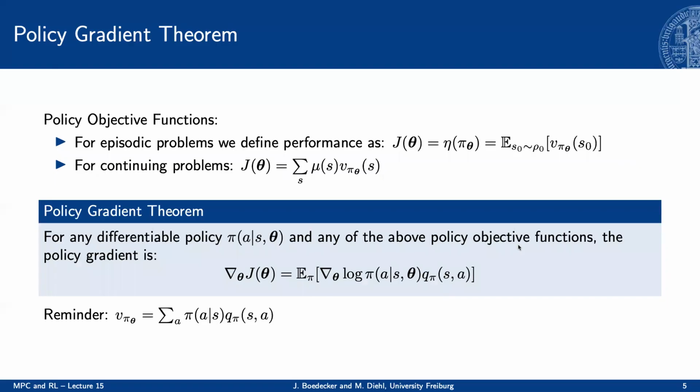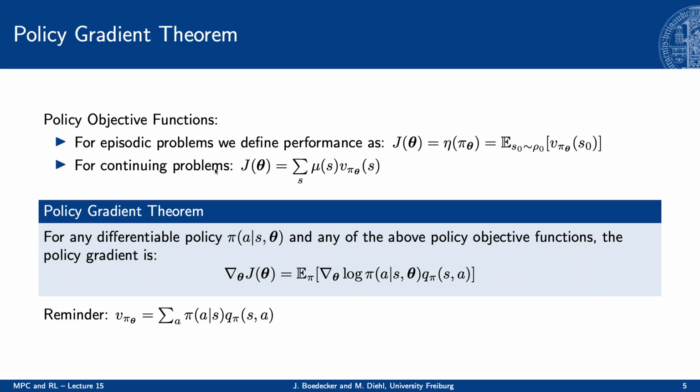So let's take a look at different kinds of objective functions. There are different settings. In the episodic case, when we have defined endpoints like terminal states, we can just take a look at the distribution of our starting states S0, and we average the values that we get by executing our parameterized policy from that starting state. So we take that expectation.